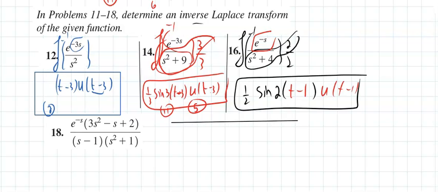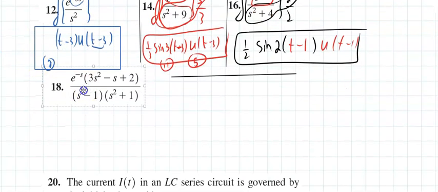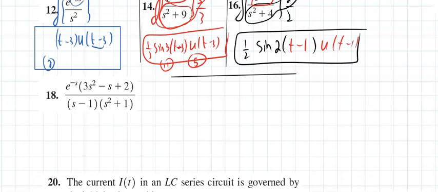And when I get to partial fraction decomposition, I need to split this up, and this turns out to be e to the negative s times. And if I work this out, that will work out to be A over s minus 1 plus Bs plus C over s squared plus 1. And that's what it turns out to be.